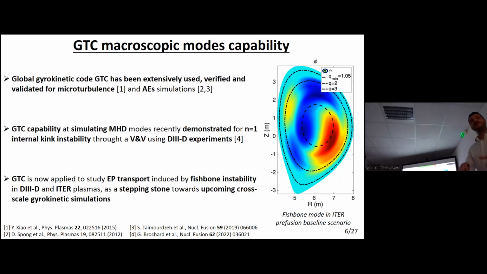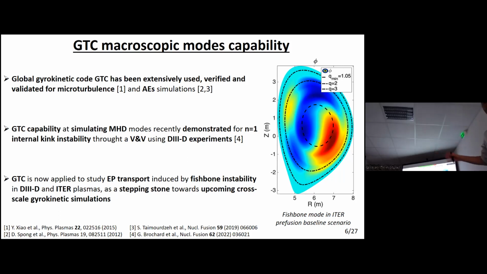Then, with this new MHD capability, we have applied the code to study the EP transport induced by the fishbone instability in both DIII-D and ITER plasmas, as a stepping stone towards the upcoming full-scale simulation that we are currently conducting. As an example, here you have a fishbone mode in ITER simulated with the GTC code. Here I'm plotting the electrostatic potential.